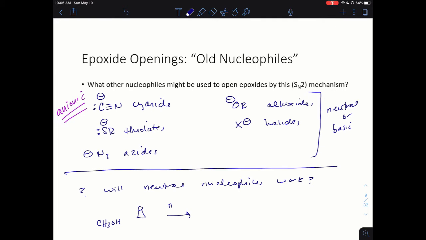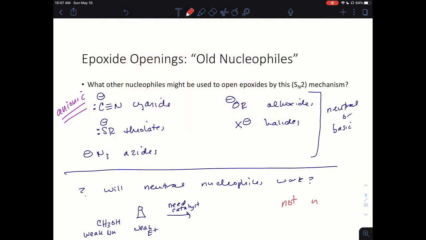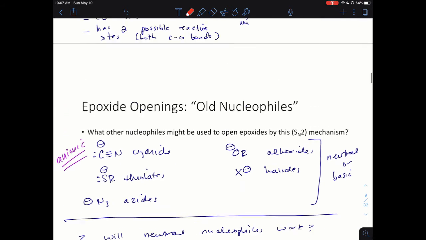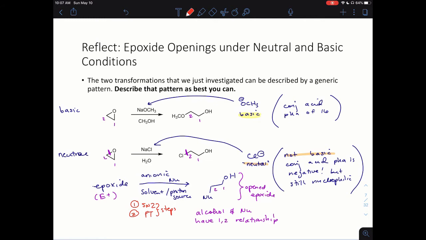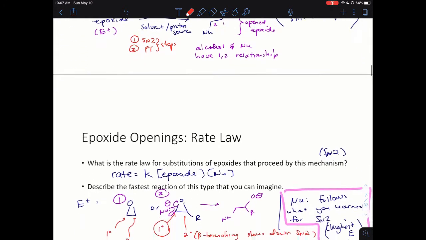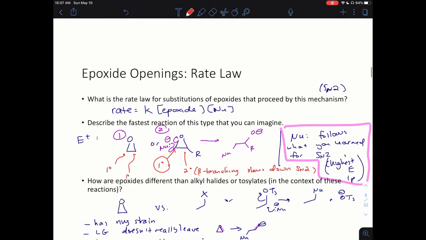You're going to need some catalyst, or you're going to need something here, because this is a weak nucleophile. This is a weak electrophile. They're both weak. Nothing happens. So right now, no, not yet. We can't use neutral nucleophiles yet. So we're going to stay focused on anionic nucleophiles for now that will react by this scheme: SN2 and then proton transfer. And if for some reason you have an epoxide like this, where it's asymmetric, the primary carbon will be more reactive because it's just a better SN2 substrate.